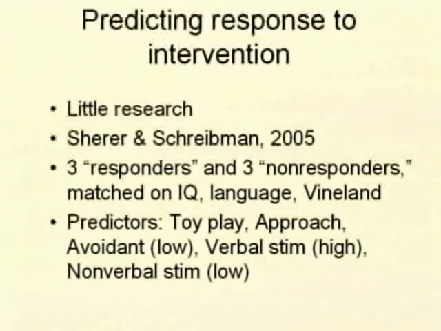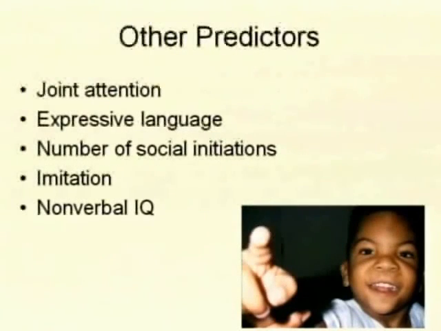So this is a small study Sharon Schreibman did, but they took 6 kids, 3 of whom they thought would be good responders, and 3 of whom they thought would not be good responders. And this was based on these skills down below. So having functional toy play, these are kids under age 4, having social approaches to others, being low on avoiding other people, doing a lot of verbal stimming, so making a lot of different complex sounds or maybe even some stereotyped speech, and then being low on nonverbal stimming, so sort of repetitive motor mannerisms. And they found that what they predicted was true. The kids who were thought to be responders did respond better and make more gains.